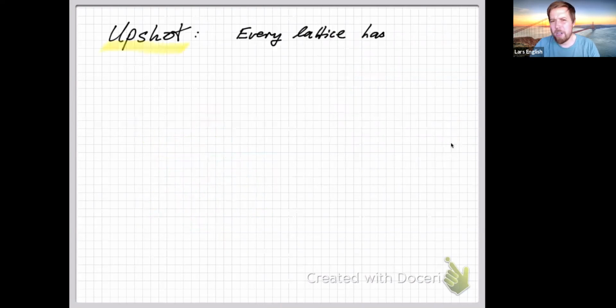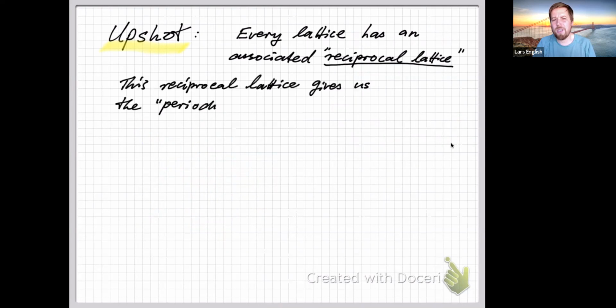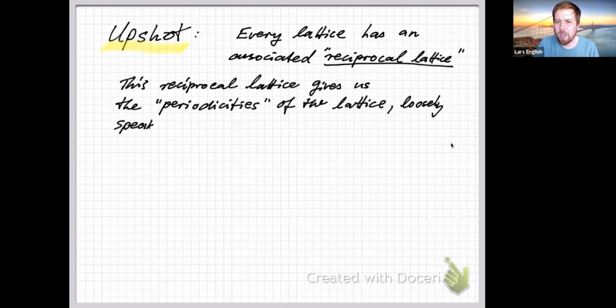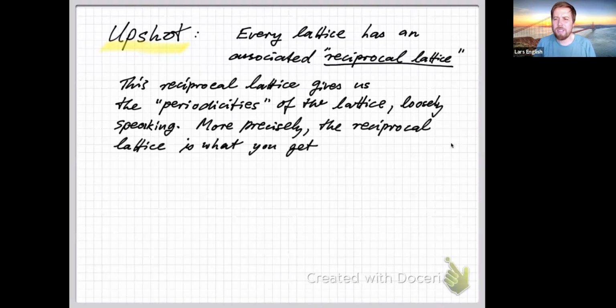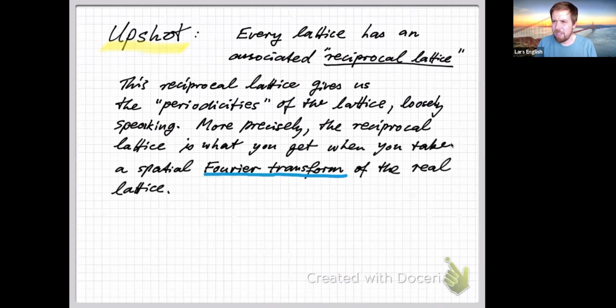So what is the bigger picture? Well, to summarize, we can say that every real lattice has an associated reciprocal lattice. This reciprocal lattice gives us the periodicities of the lattice, loosely speaking. If you want to be more precise, you can say that the reciprocal lattice is what you get if you took a spatial Fourier transform of the real lattice. And that's really the foundational definition of the reciprocal lattice. If you took the real lattice and did a spatial Fourier transform of it, then you would get another lattice, and that lattice we call the reciprocal lattice.